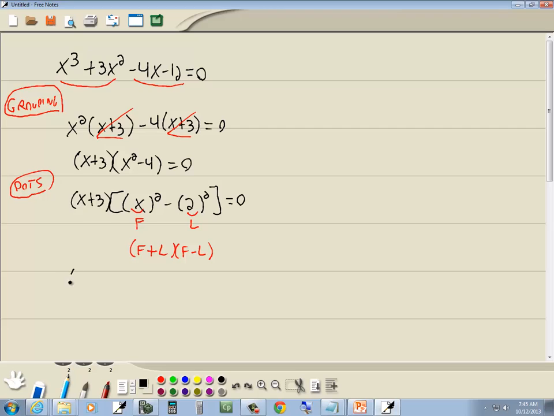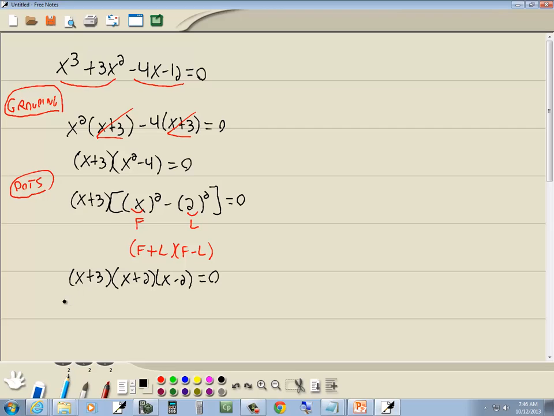Again, the x plus 3 just carries down. Now everywhere there's an F, we'll plug in x, and everywhere there's an L, we'll plug in 2. So we've got x plus 2 and x minus 2 is equal to 0. Okay, zero factor property says you get 0 on one side, you factor the other side, you set each factor equal to 0. You can have 2, you can have 3, you can have 4 factors, or however many.